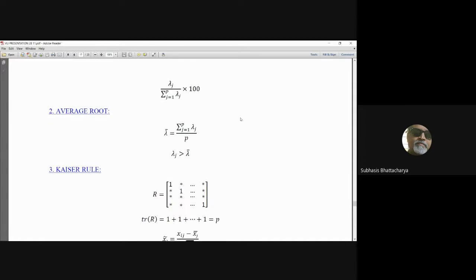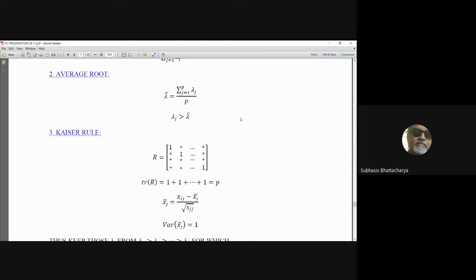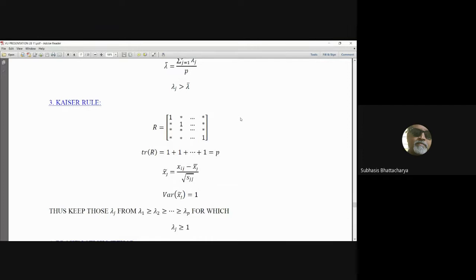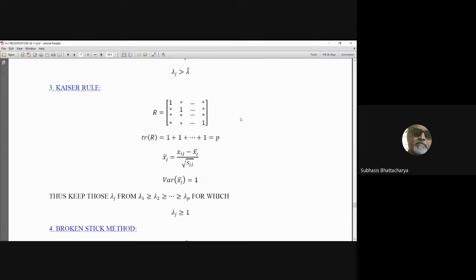Then there is the Kaiser rule. What is the Kaiser rule? You find out the correlation matrix, then you find out the trace, and the trace is obviously 1 plus 1 plus 1 and so on, if there are p variables, so the sum will be p. If you transform the variables into standardized forms, you know the mean is 0 and the variance is 1. So we keep those lambdas for which lambda is greater than 1.